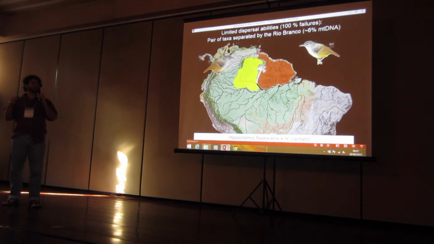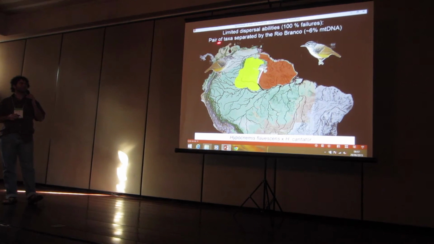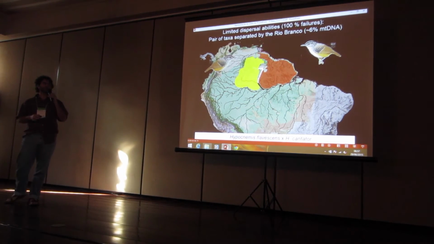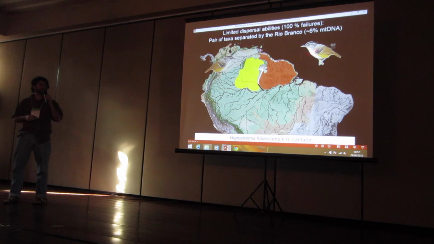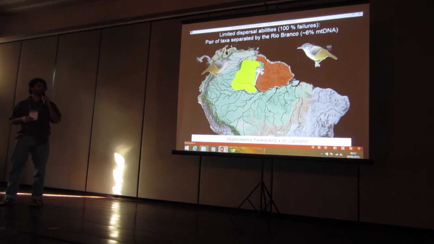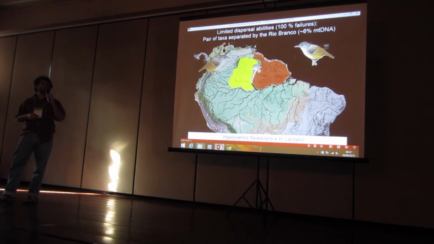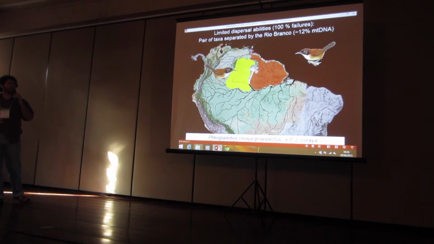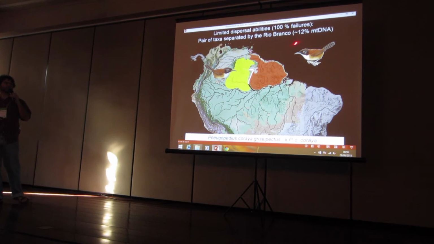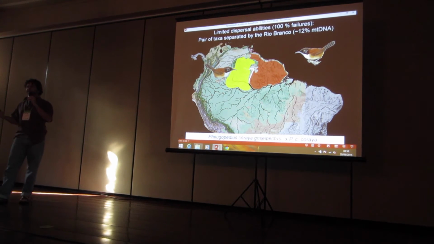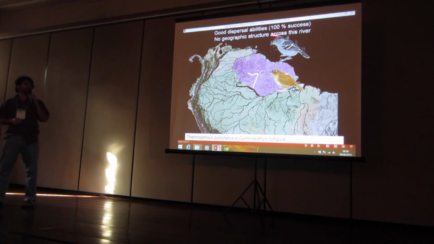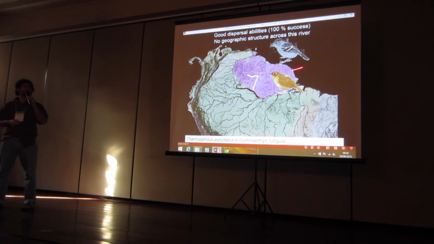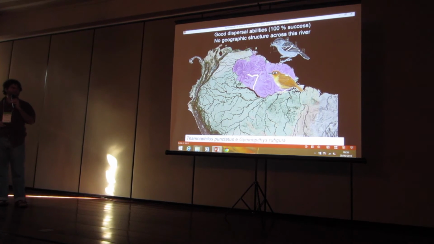So here I'm making some comparisons of some of the pairs that had very limited dispersal abilities, which means 100% failures. Those are replaced by two across the Rio Branco. We have Hypocnemis flavescens and cantator, which have a 6% divergence across this river. Another pair of populations, two different subspecies of Coraya wren, have a 12% divergence, and those were among the bad dispersers. Then if we compare some of the good dispersers, for which we had 100% success within the antbirds, there is no geographic structure across this particular river.